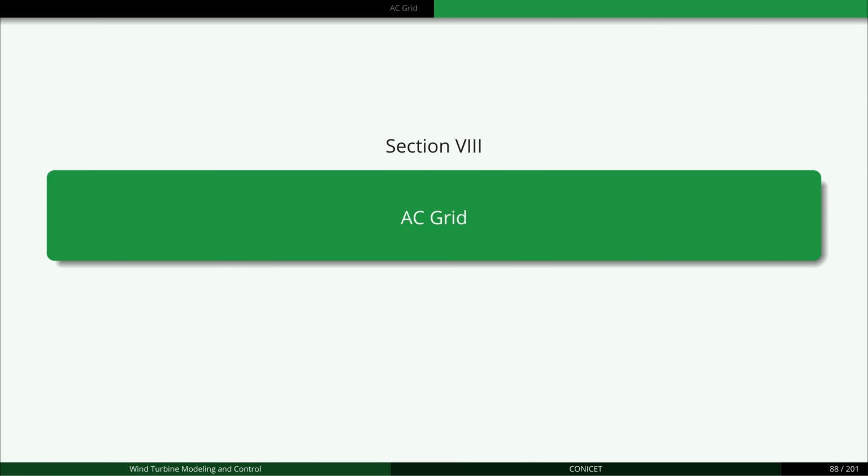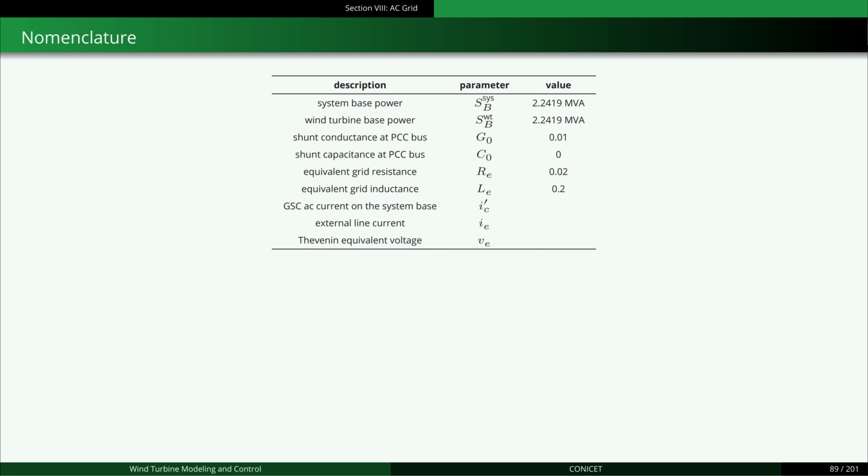Before explaining the wind turbine control system, we must complete the model by adding an AC grid. This lecture focuses on wind turbines. Modeling wind farm networks and power grids will be covered in a future presentation. For now, we will simply connect the wind turbine to a Thevenin equivalent of the grid. This table presents the nomenclature used in this section.